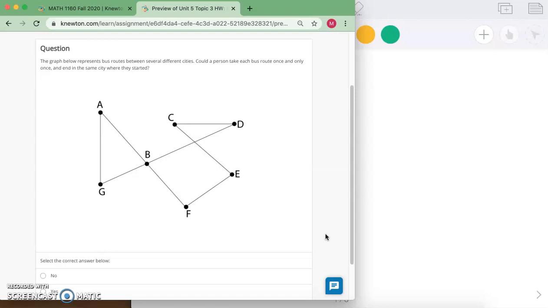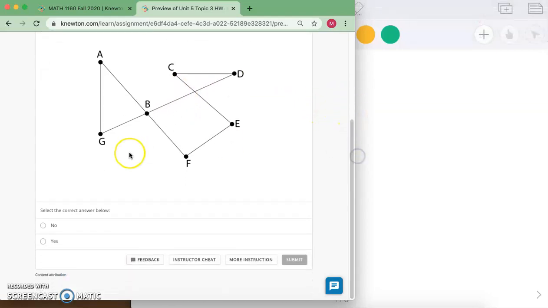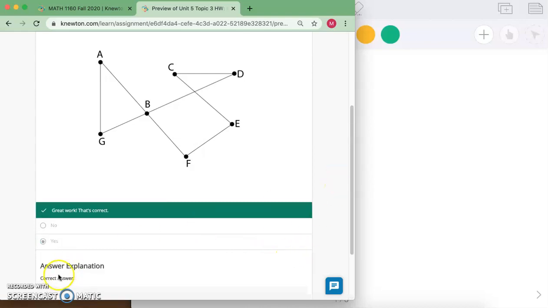So what it's asking, we have to go back to that theorem, that it is an Euler circuit if all vertices have even degrees, right? So in this case, A has an even degree, G has an even degree, B has a degree of 4, that's even, F is even, E is even, D is even, and C is even. And it looks like that would be, yes, an Euler circuit. Great work.